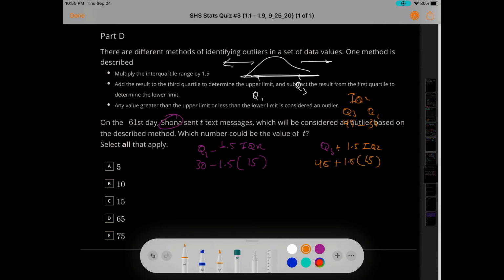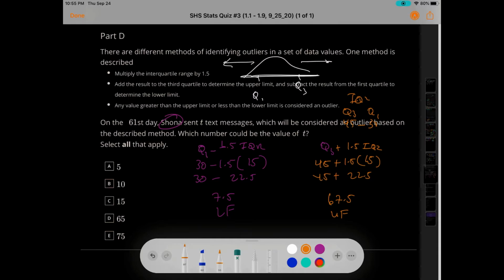So this is going to be 22.5. Let's just go ahead and subtract those. So I get 7.5 as my lower fence. And if I add those together, I get 67.5 as my upper fence.